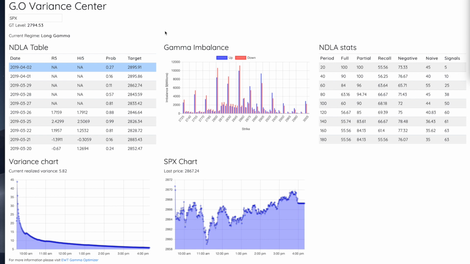So the Variance Center does a bunch of stuff. There's lots of information spread all over the place. So let's focus first on, I guess, the most immediate one, which is the NDLA. So you can see here the NDLA table. The NDLA table is just a prediction for a move in SPX for 1 week.